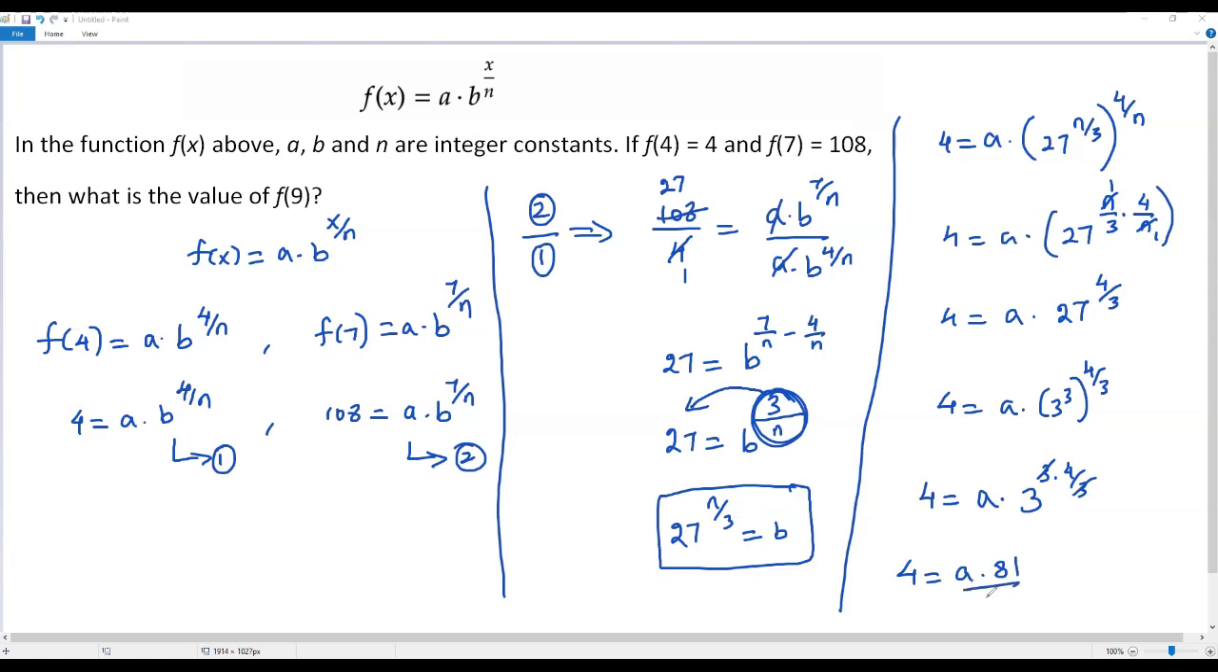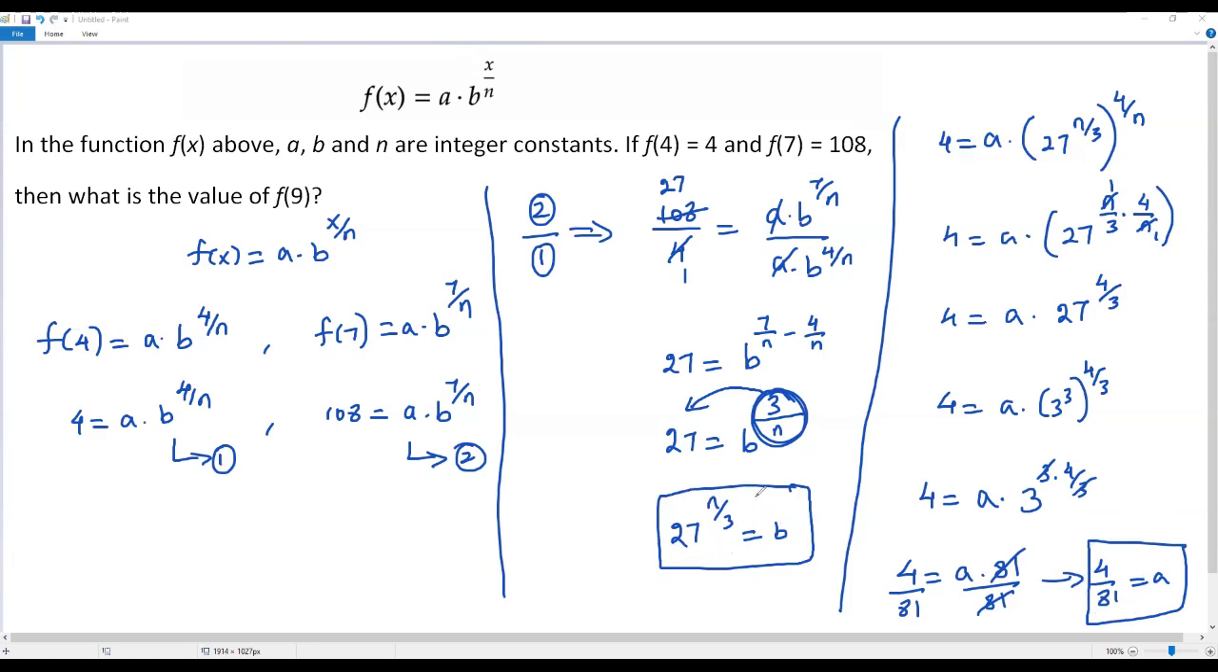Now let me divide both sides of this equation by 81 to solve for a. So this 81 will cancel out. Then I'm getting 4 over 81 equals a. I got the value of a. Here in the given function, I got the values of the two constants a and b. So the value of a is 4 over 81. The value of b is 27 to the power of n over 3.